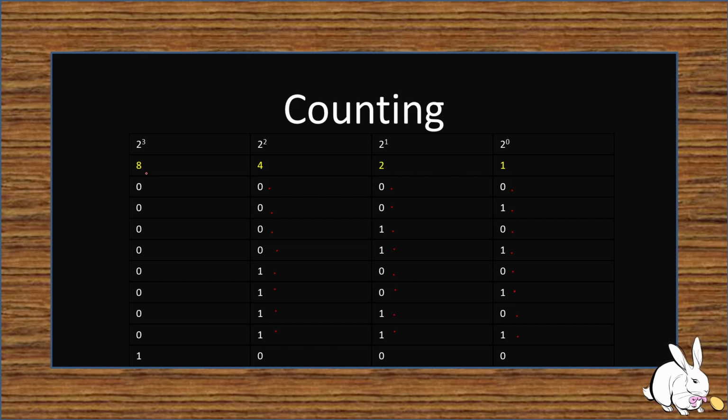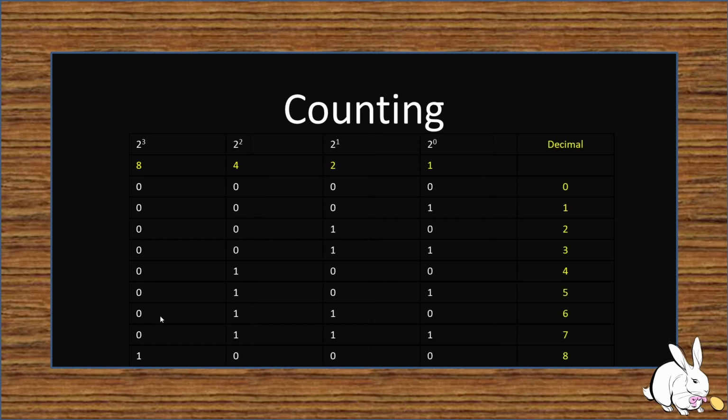2 to the power of 3 is equal to 8, so therefore each number is now going to repeat 8 times. So let's count the zeros. 1, 2, 3, 4, 5, 6, 7, 8, and then after that you would have 8 ones. It's important to note that we're still counting here. In other words, what we're doing is we're actually still incrementing by 1.